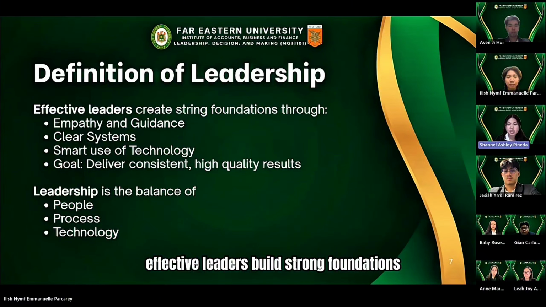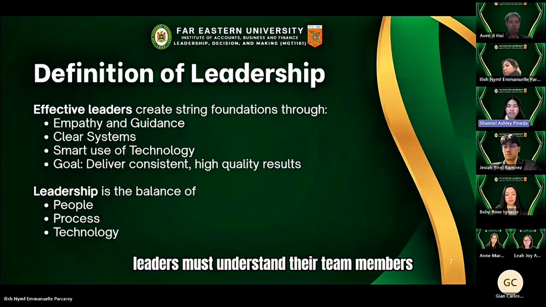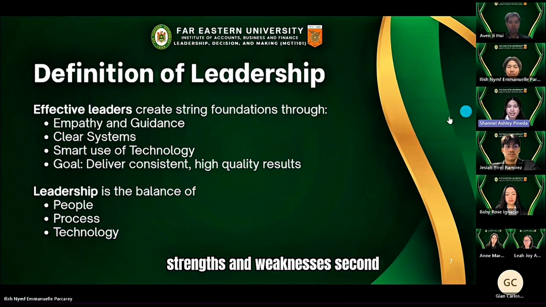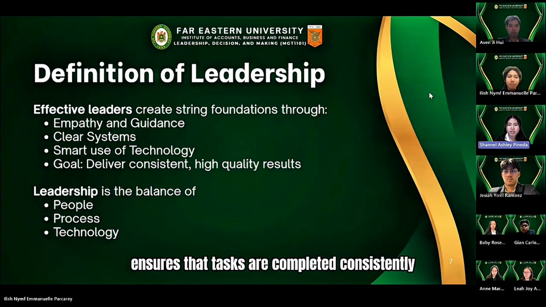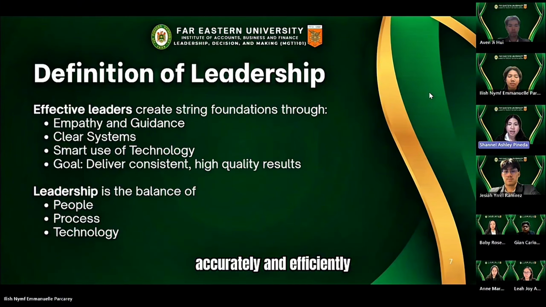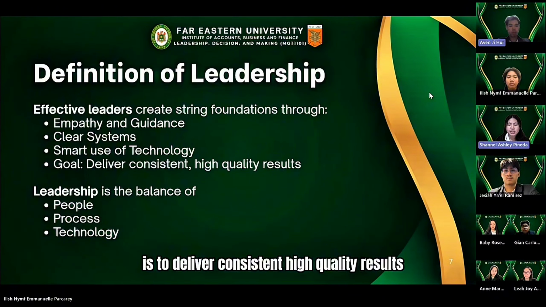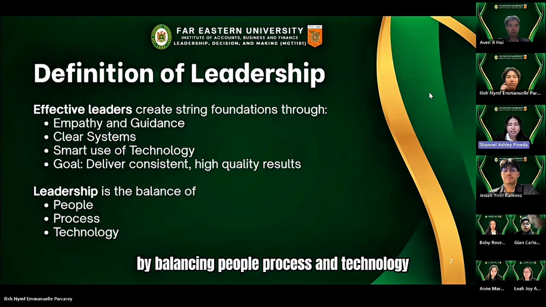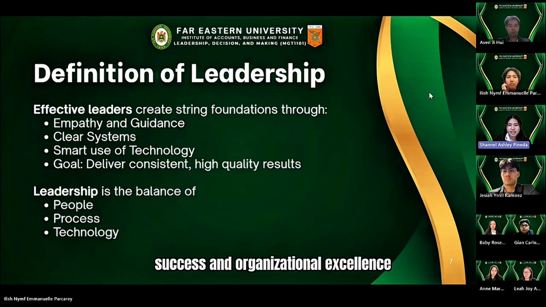Moving forward, for Dr. Dexter, effective leaders build strong foundations by focusing on four key areas. First, empathy and guidance. Leaders must understand their team members' strengths and weaknesses. Second, clear systems. This means having structured processes ensures that tasks are completed consistently, accurately, and efficiently. Third, the smart use of technology, such as integrating modern tools, data management systems, or simple software. Finally, the ultimate goal of effective leadership is to deliver consistent, high quality results. By balancing people, process, and technology, leaders can create a strong foundation that drives team success and organizational excellence.